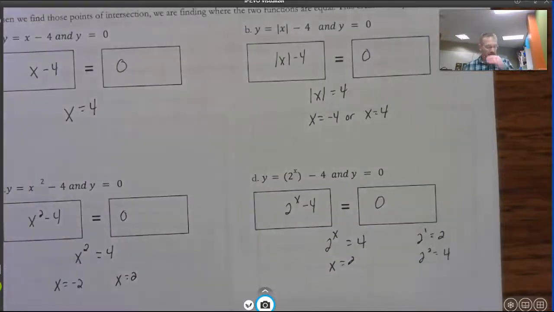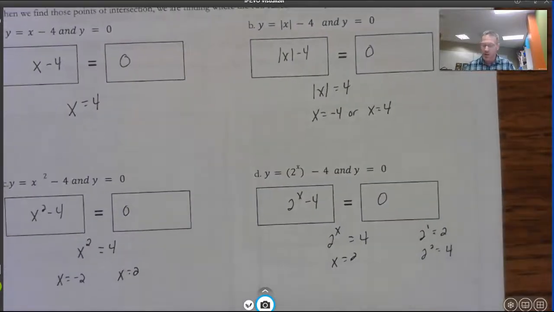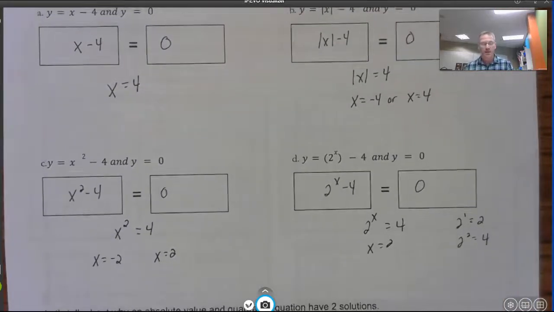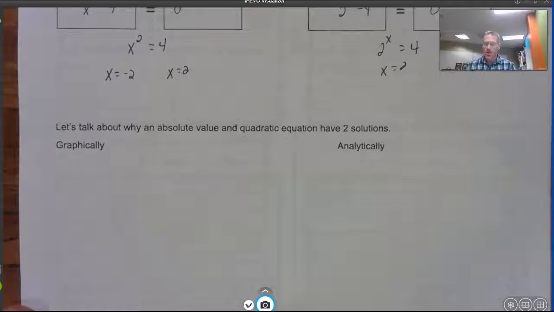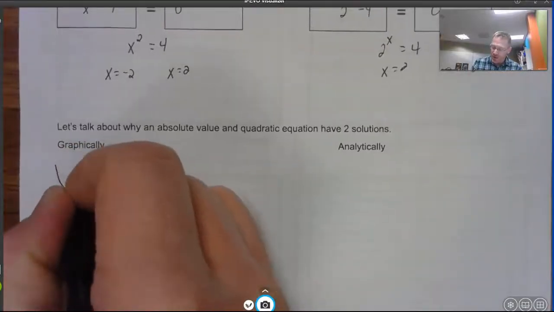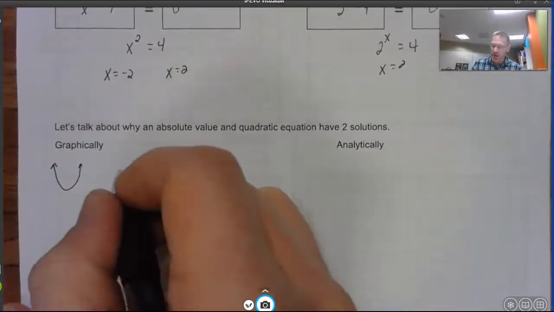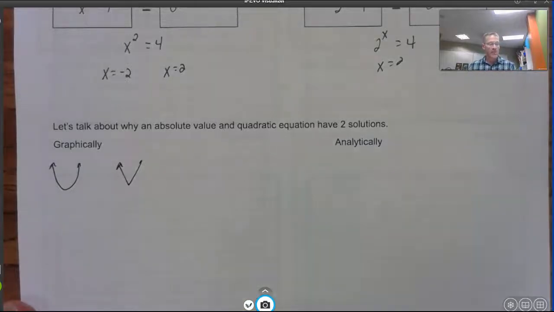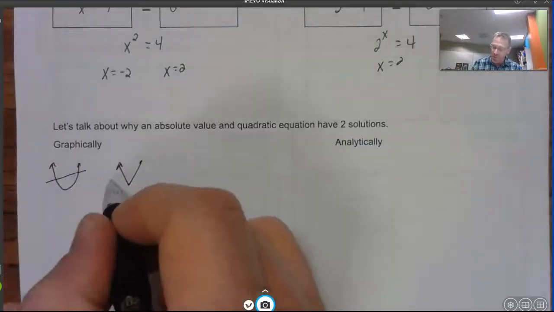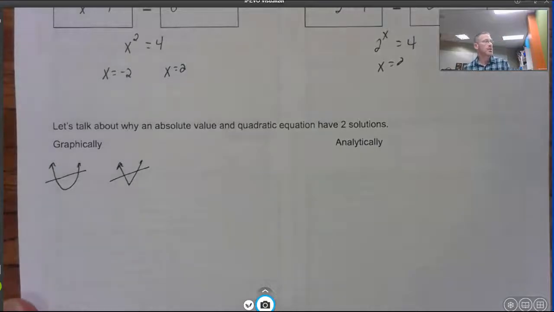Okay, so now let's talk about why an absolute value and a quadratic have two solutions. Graphically, we know that if we have a quadratic and we have an absolute value, they both have a turning point. So if we have a line come through and intersect, we can see that we could get two solutions.